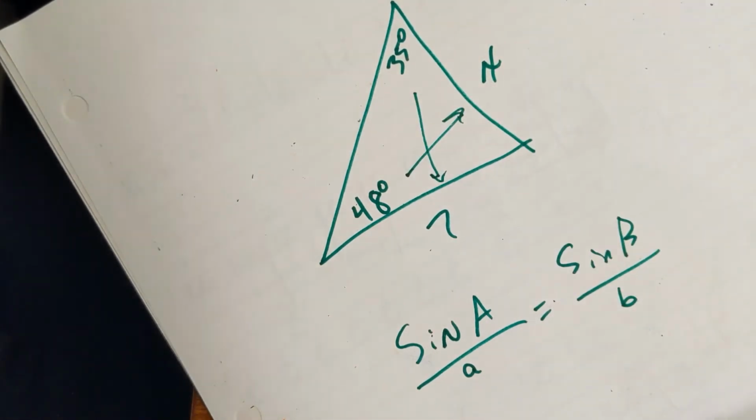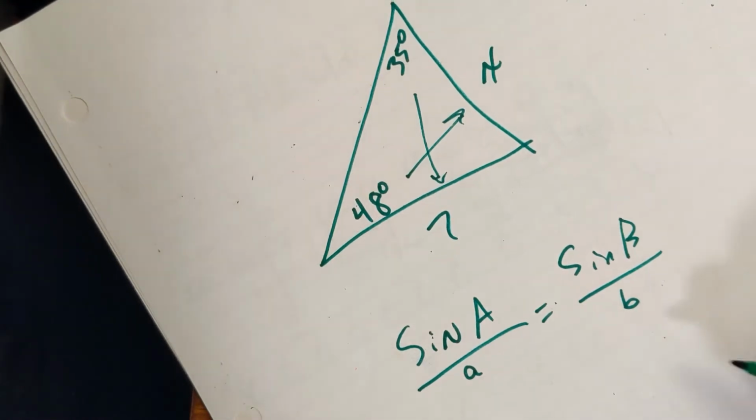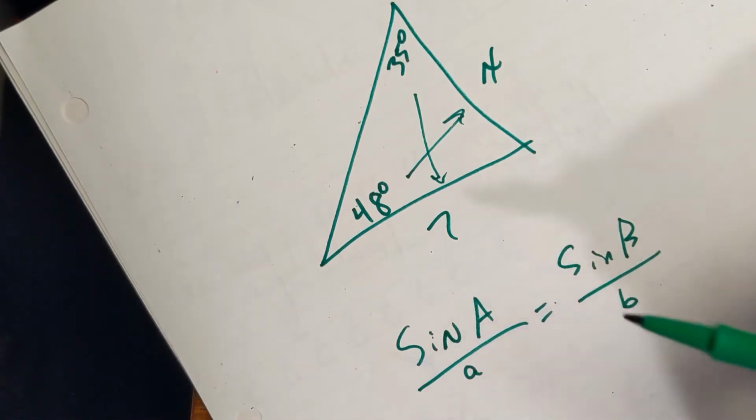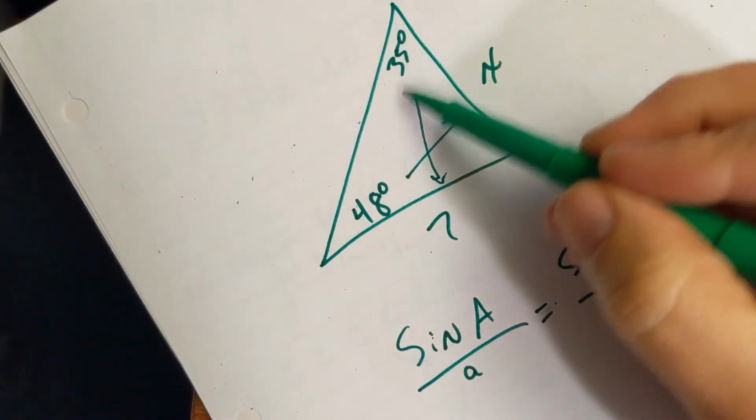paired together. When we talk about sine, in our SOHCAHTOA, it's sine of opposite over hypotenuse. Well, these aren't right triangles, so we don't have a hypotenuse, but we still need that sine of opposite. So what we have here is, if I'm going to look at sine of A, and it doesn't matter which one we start with, I'll go ahead and do this 35 degrees because that's what we have.